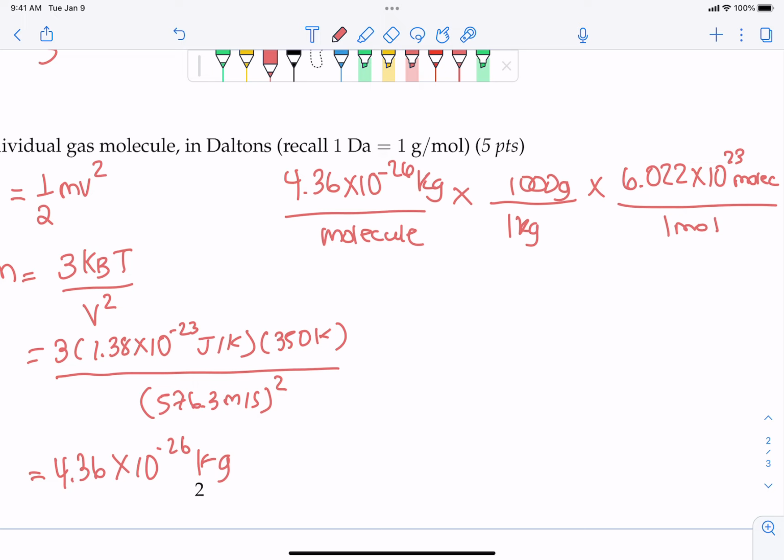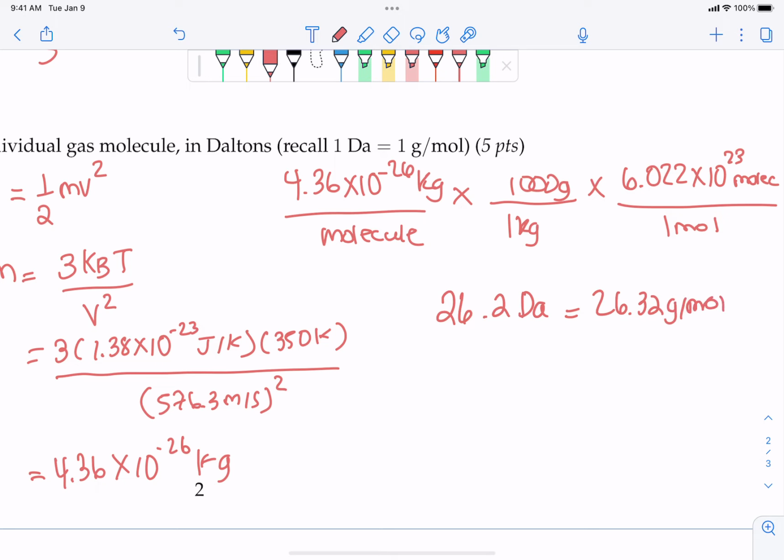Anybody got an answer for the grams per mole yet? Yeah. Yep. Sounds about right. 26.2 Daltons. I got around 26.32 Daltons, because I think I didn't round at first, but all the work's right. Because that's going to be 26.32 grams per mole.